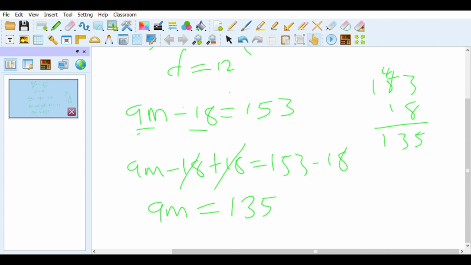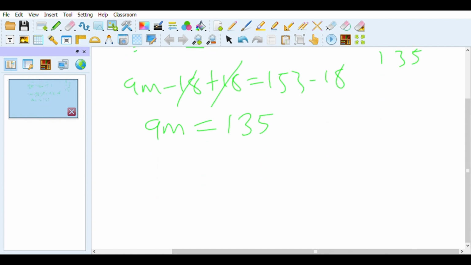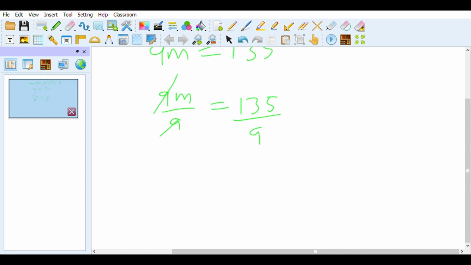You can see this is 9m. We will now divide both sides by 9. So 9m divided by 9 is equal to 135 divided by 9. So 9, we divide 9, we have 1m, which is the same thing as saying letter m.